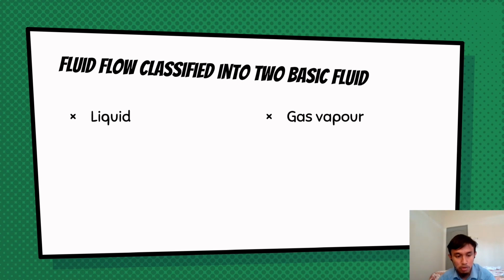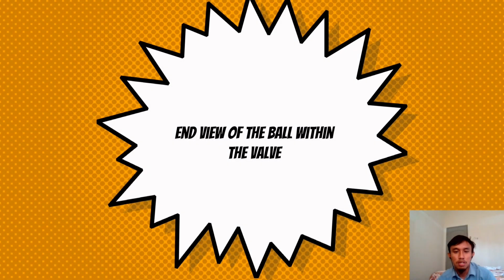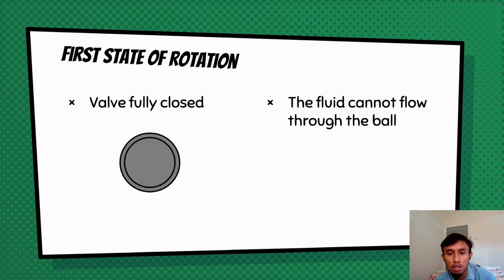As pressure change occurs within a throttling valve, it is possible to produce two-phase flow at the valve outlet for either liquid or gas vapor at the inlet. And this is the end view of the ball within the valve. This is the first state of rotation, where the valve is fully closed. When the valve is fully closed, the fluid cannot flow through the ball.